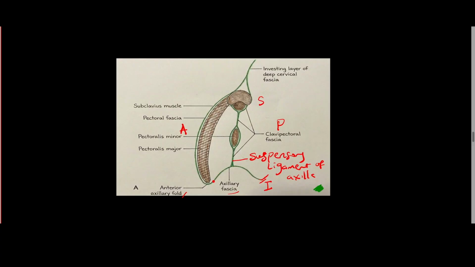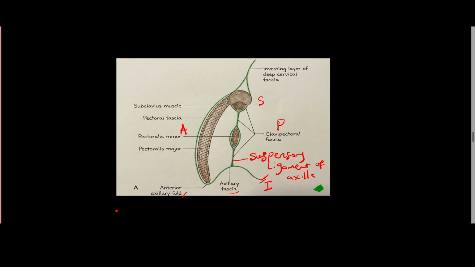So you can see now that the floor of the axilla, or the base, becomes concave externally, which is what produces the characteristic hollow of the armpit. When you put your hand in your armpit, you feel this hollow structure. It is because of the suspensory ligament of the axilla attached and pulling on the axillary fascia. Okay, so that's for the base of the axilla.